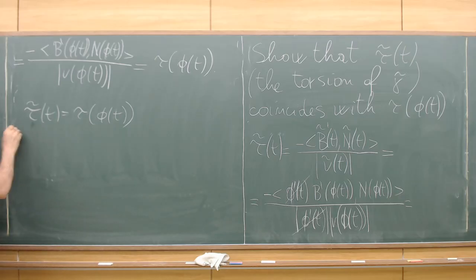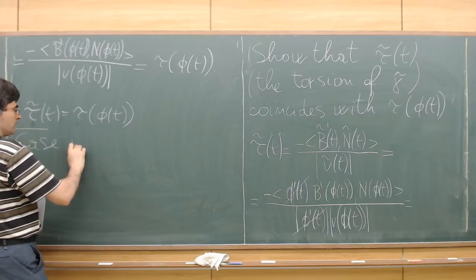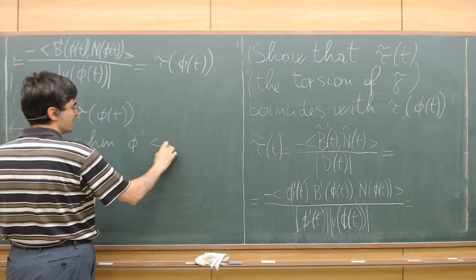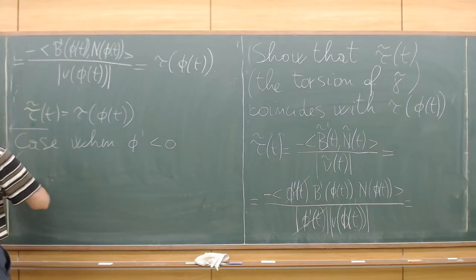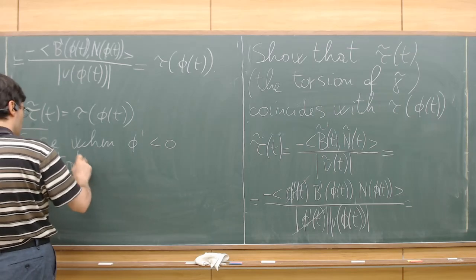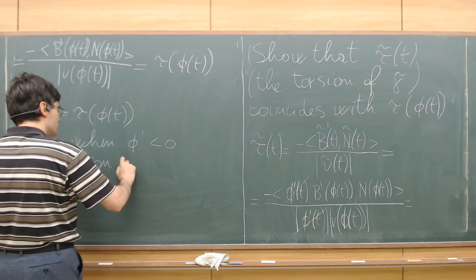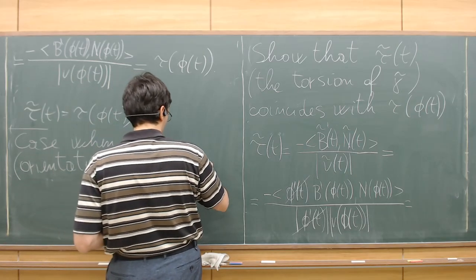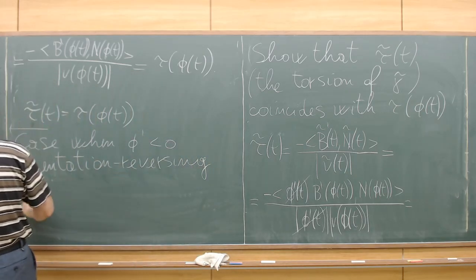Now we have to consider the case when phi prime is negative, so it is an orientation reversing parametrization.